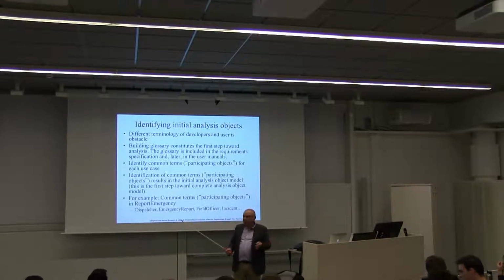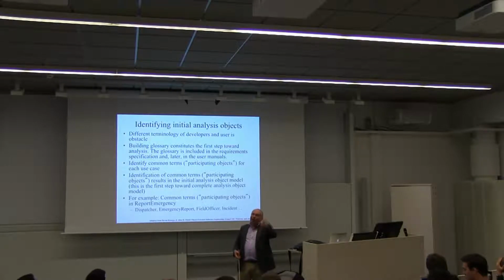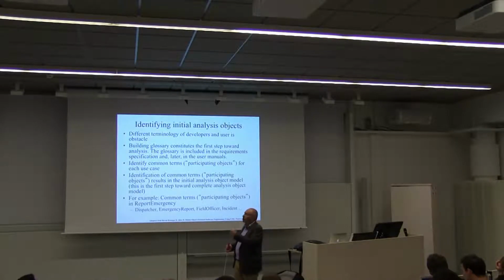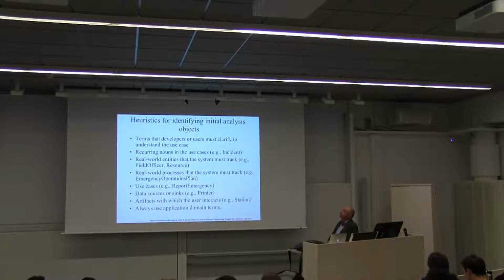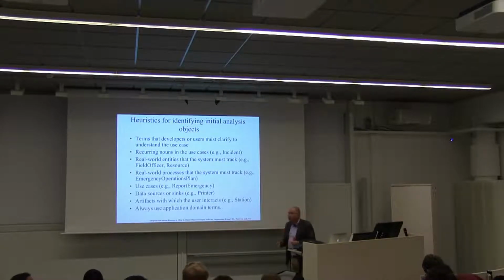One way to do this could be to create a set of terms that are used for communication with the client. More particular heuristics for identifying initial analysis objects are here. The terms that a developer or user must clarify to understand the use case, recurring nouns in the use case, real-world entities that the system must track, real-world processes that the system must track, use cases that are already defined. All use cases can be candidates to be classes. Okay? Data sources, things, artifacts with which the user interacts, and all terms from the application domain.